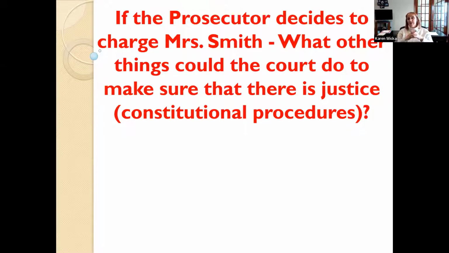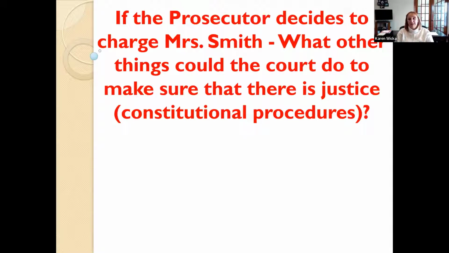Okay, so if the prosecutor decides to charge Mrs. Smith, so if the prosecutor determines that justice is having Ms. Smith be responsible for her actions, what things could the court do to make sure that there is justice? Okay, so we have this trial and we have the need to have justice. What are the protections that exist to assure that a trial actually produces justice?